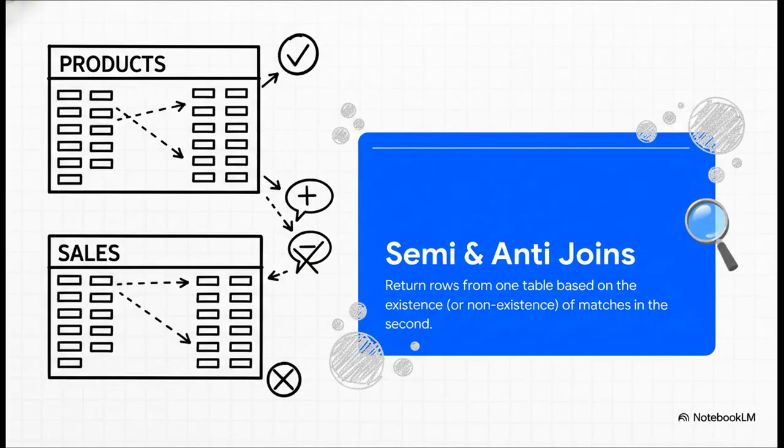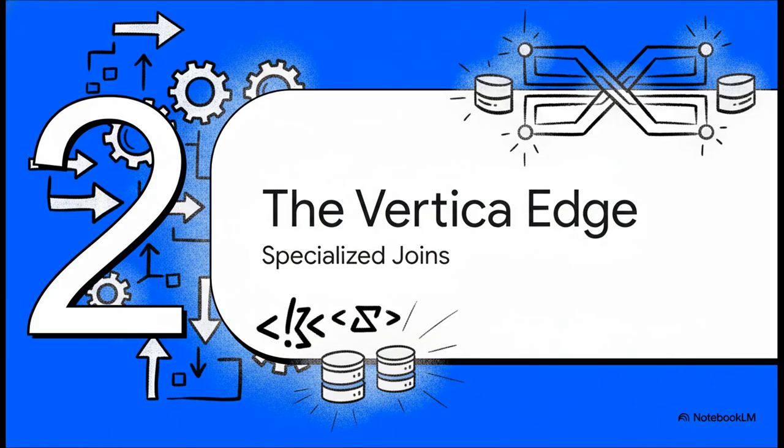And rounding out our toolkit, we have semi and anti-joins. Now these are a little different. They don't really combine tables. They act more like a bouncer at a club. A semi-join answers the question, hey, show me all the products that are on the sales list, while an anti-join asks, show me all the products that have never made it onto the sales list. Okay, so that's the standard stuff.